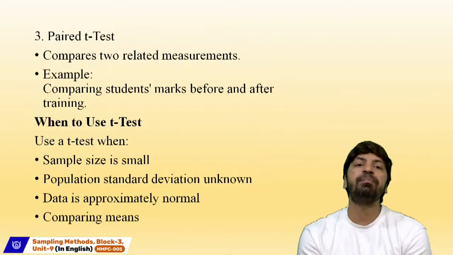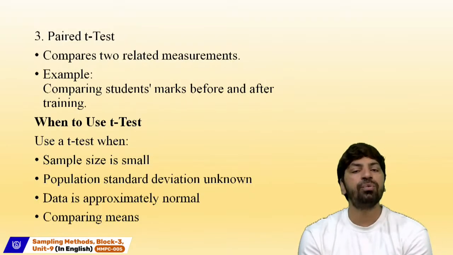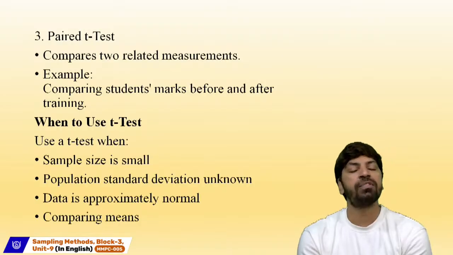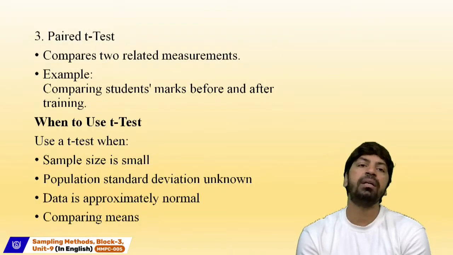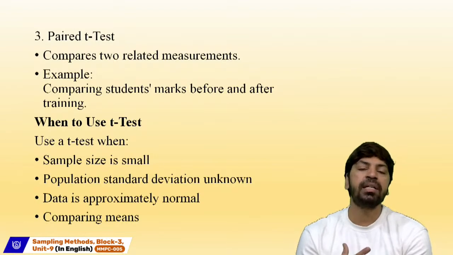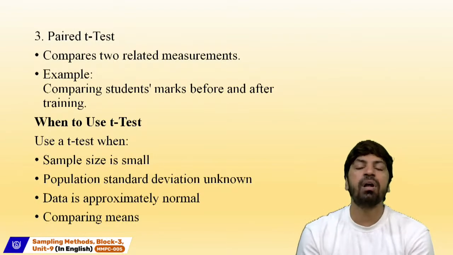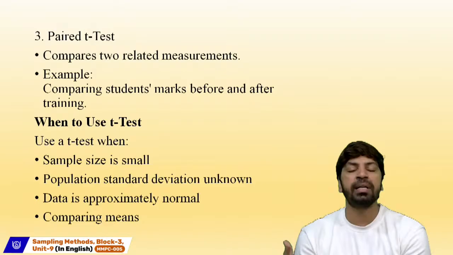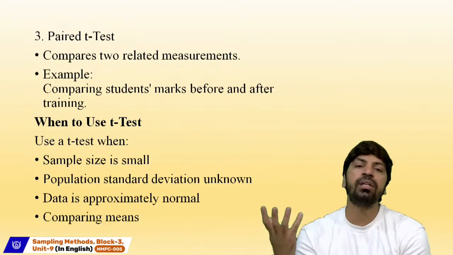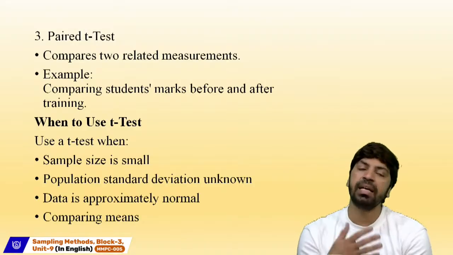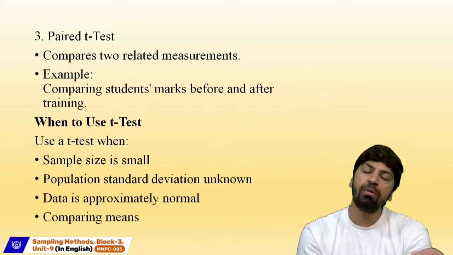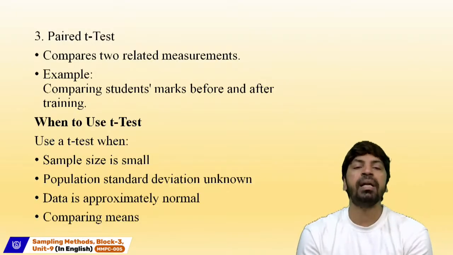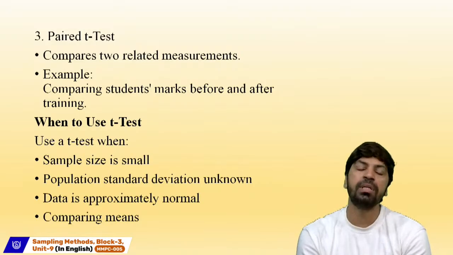The next test is the paired t-test. It compares two related measurements, for example, comparing student marks before and after training. So when any study is related to before the intervention and after the intervention, to estimate the particular variation in the treatment of a disease, then we can use the paired t-test. Before any teaching program and after the teaching program, we can also use the paired t-test.